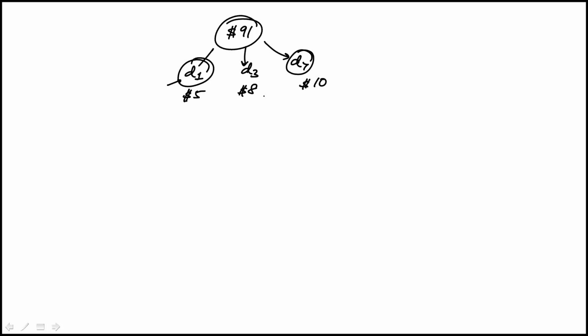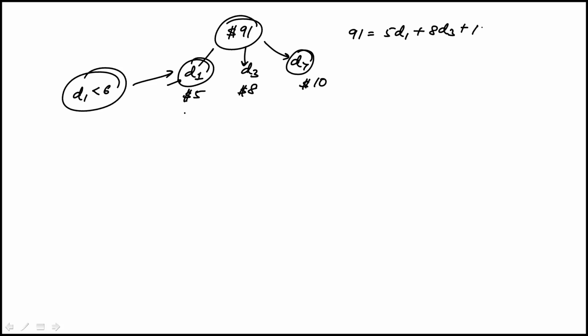And we're told that Alex never rented the same game twice, and he rented fewer than 6 games in a one-day rental. So D1 is less than 6. So that's a constraint here. The other relationship we know is that the total amount he spent was 91. That must equal 5D1 plus 8D3 plus 10D7, because this is the rental price for each item. And if you had D1 of those one-day rentals, then that would be the cost, and so on and so forth.